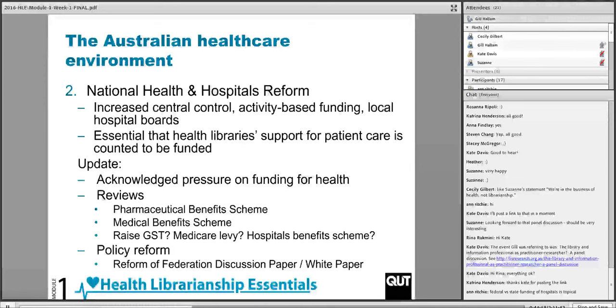And Richie has just commented there in the chat, you can see that very topical is federal funding versus state funding of hospitals. A couple of years ago, there was a lot of debate, and it's probably still happening, around federal funding of education as opposed to state funding. So again, these are critical issues that you do need to understand in terms of the sector that you would be working in.